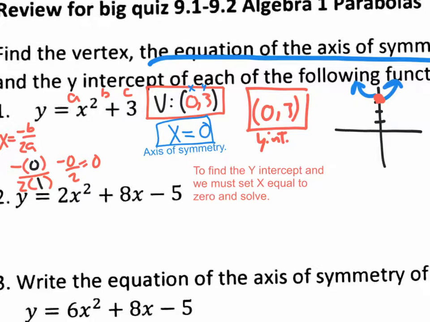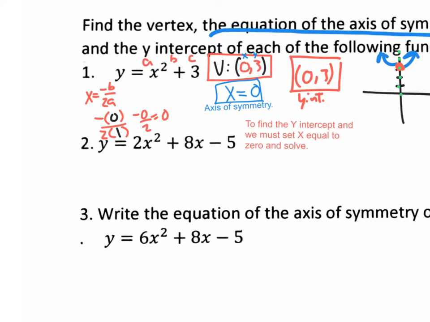The axis of symmetry is the vertical line going right through that vertex, which we said the equation was x equals 0, and that's absolutely true. x equals 0 is a vertical line going right through it. So there's just a quick sketch so you can understand it visually. Let's check out number 2 right here.